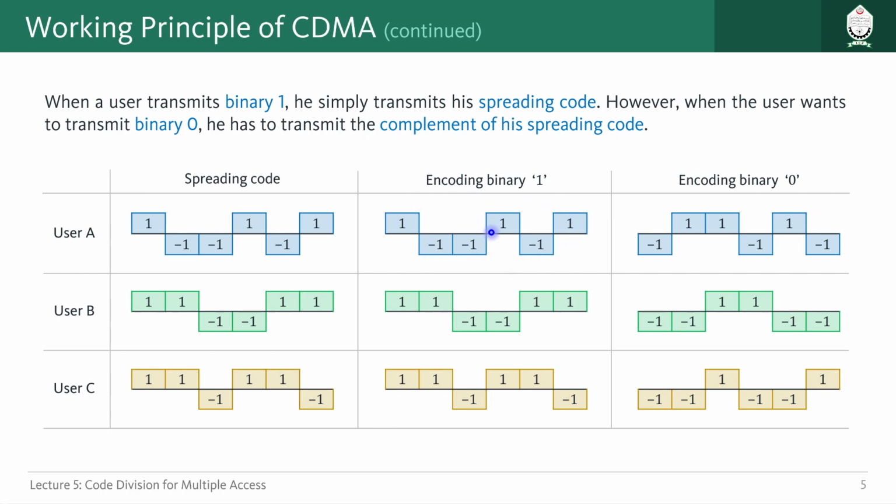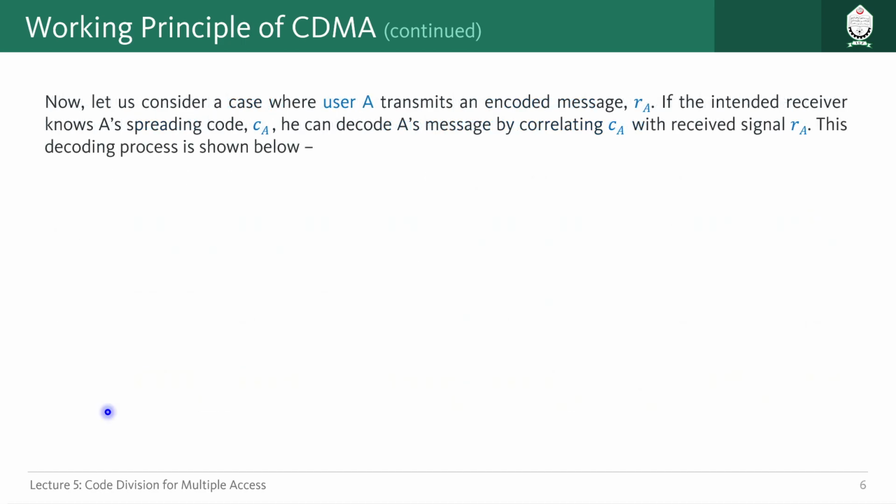Like here. But if he wants to transmit binary 0, he has to take the complement of his spreading sequence and then transmit that. So you see, this one is the complement of the spreading sequence of user A. In this way, user B and user C can do the same whenever they want to transmit binary 1 or binary 0. That is the basic step. So using this process, user A or B or C can transmit any kind of information.